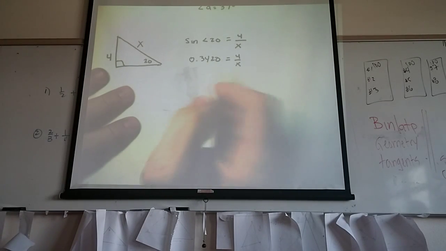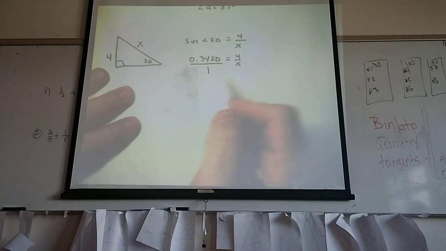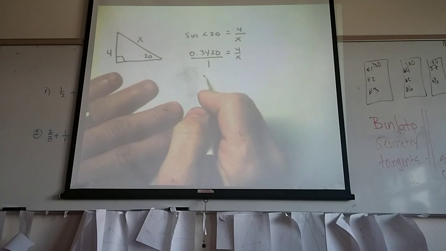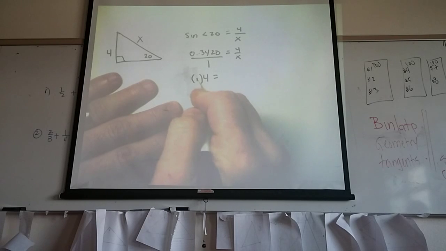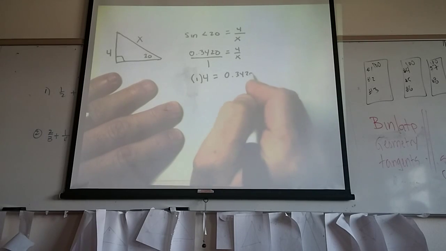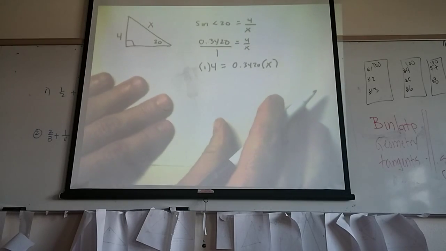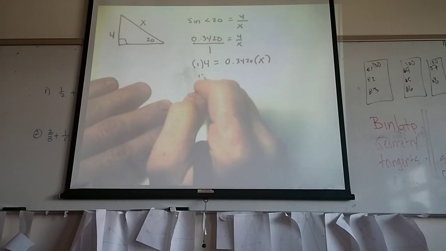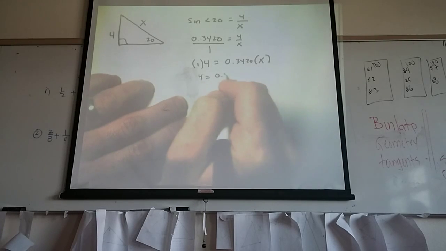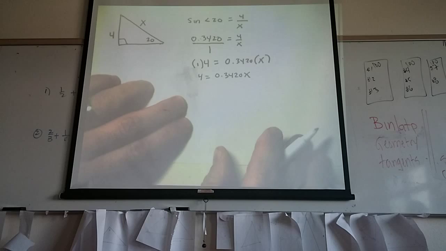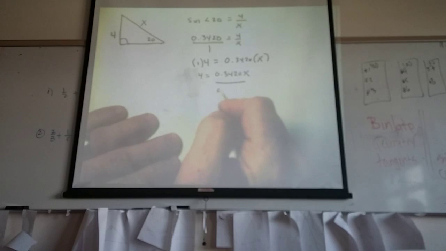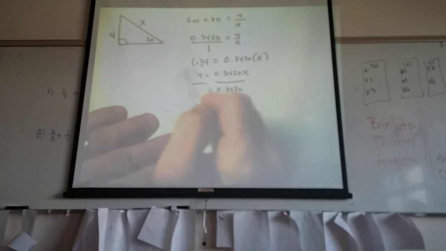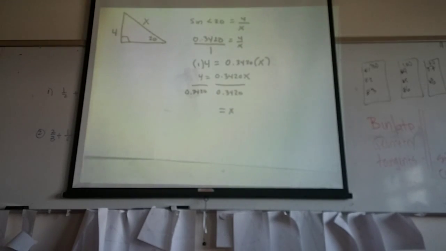So to solve this, we are going to put a 1 underneath, and we're going to crisscross multiply. So 1 times 4 is 4, and this is going to be 0.3420 times x. Let me make it clear. 1 times 4 is 4, and then this is just 0.3420x. To get rid of the x, you use the inverse operation, which is division. This equals, and then in your calculators.